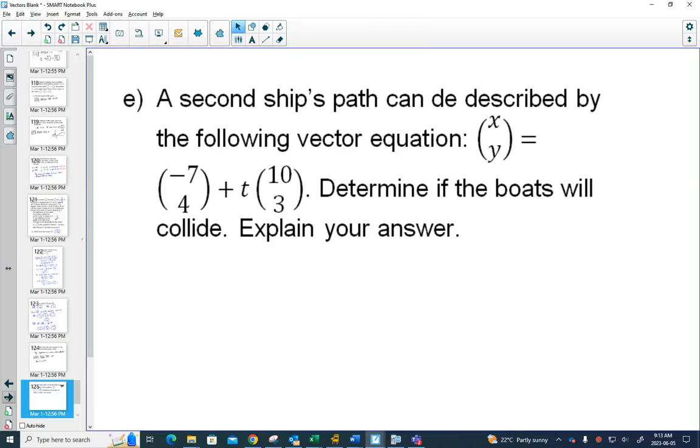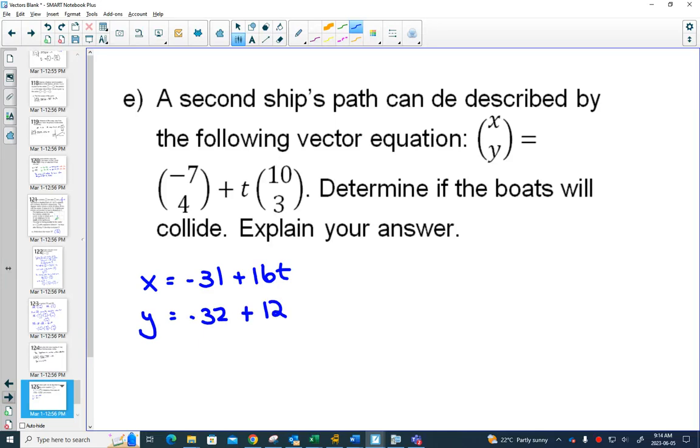So again, how do we find out if two things collide? We need to go to their equations and write out the parametric equation. So for the first ship, its parametric equations would be x equals negative 31 plus 16t, and y equals negative 32 plus 12t. For the second one, its parametric equations in green here would be x equals negative 7 plus 10t, and y is equal to 4 plus 3t.